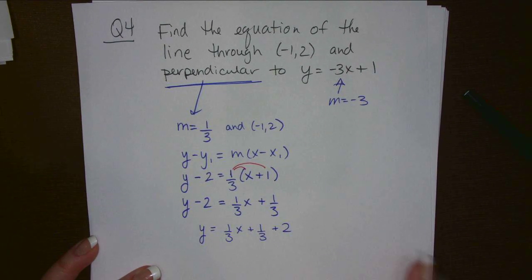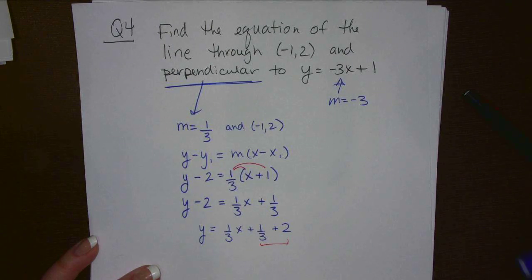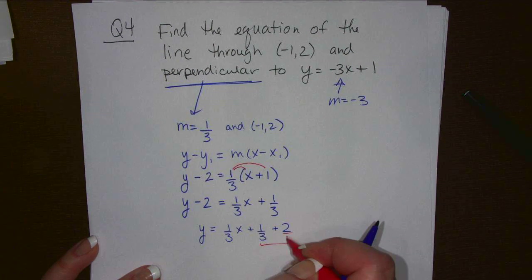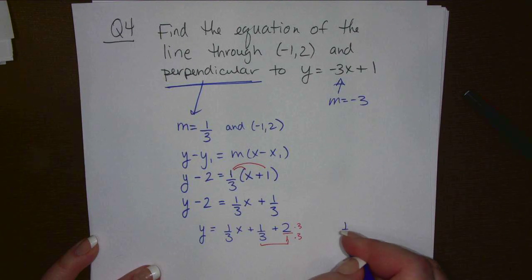Join these together, common denominator. That's like a 2/1, so we want to multiply that by 3. So we'll have 1/3 plus 6/3, which is 7/3.